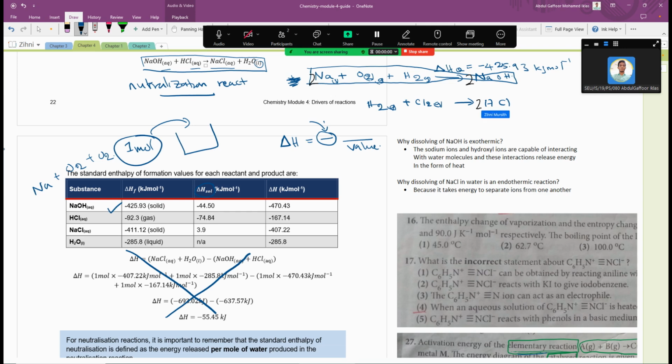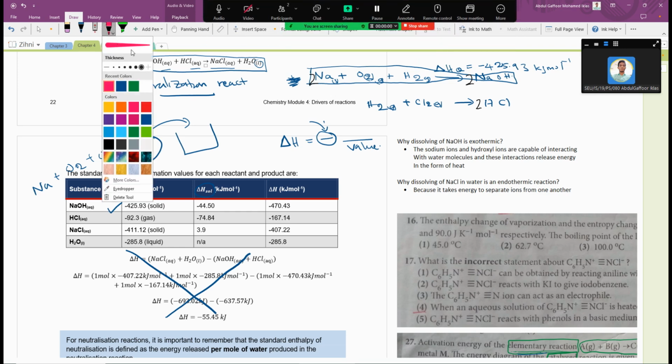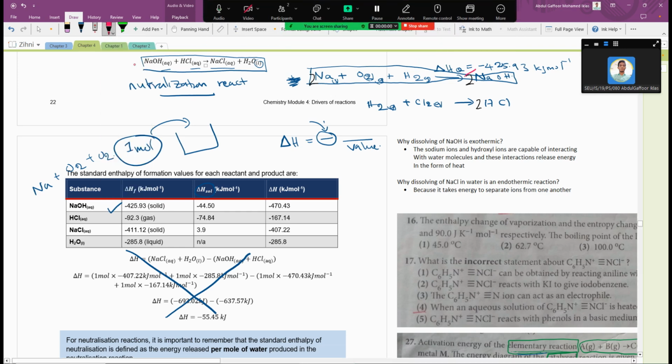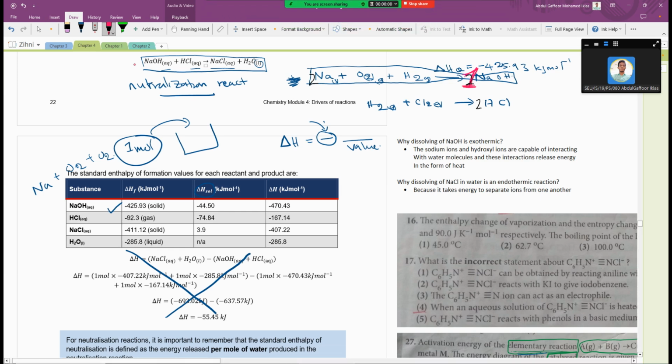But when we are writing the equation for the formation enthalpy, we have to make sure that the substance is formed as 1 mole. The substance formed here is NaOH, so it should be 1. Then this should also be 1, and this should be half, and this also half. So definition is very important for the formation enthalpy.